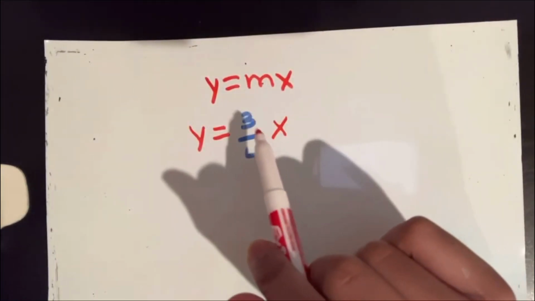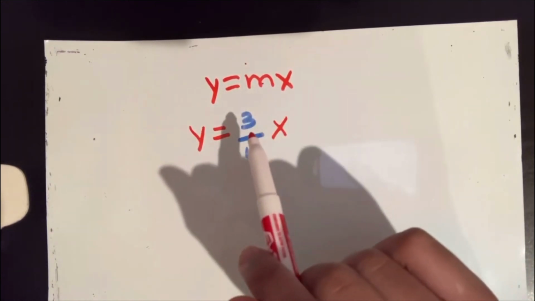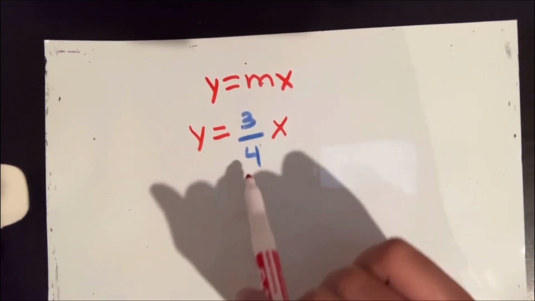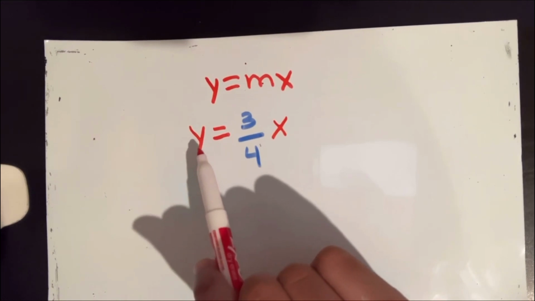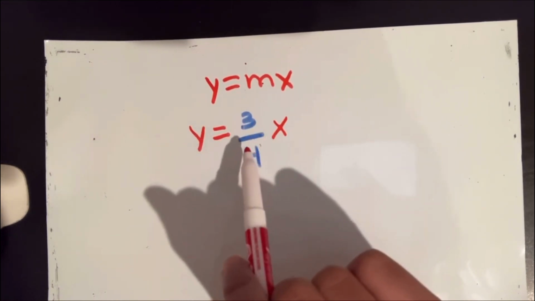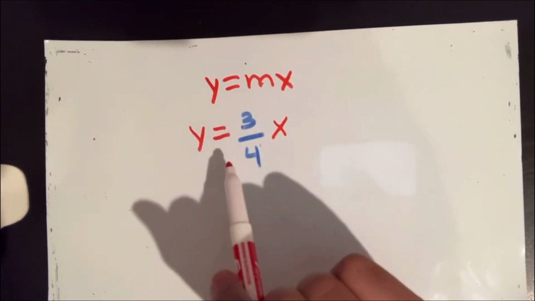Our first equation is y equals mx. The slope in this equation is variable m. So, if we had the equation y equals 3/4 x, then we would rise 3 units and run 4 units.